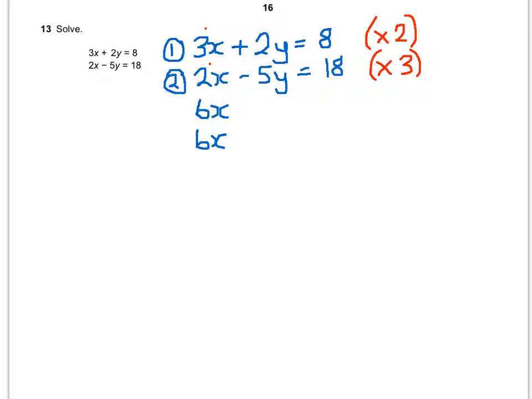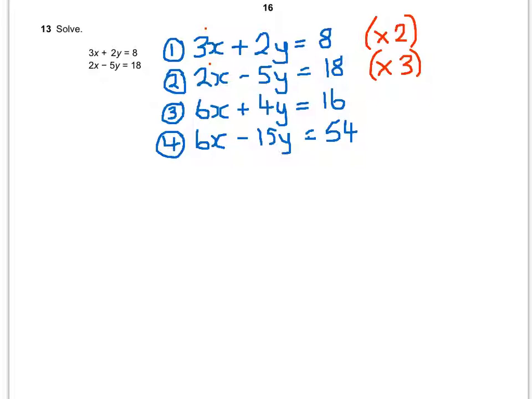So if I times everything in this first equation by 2, I get the 6x that I wanted, and I've got two lots of 2y, which will give me 4y, and I've got two lots of 8, which is 16. And I'm going to number that equation 3. And this second equation, I've had to times everything by 3 to turn 2x into 6x. So I'm now going to do minus 5 times 3, which will give me minus 15y. And I'm going to do 18 times by 3, which is 54. And that's equation 4.